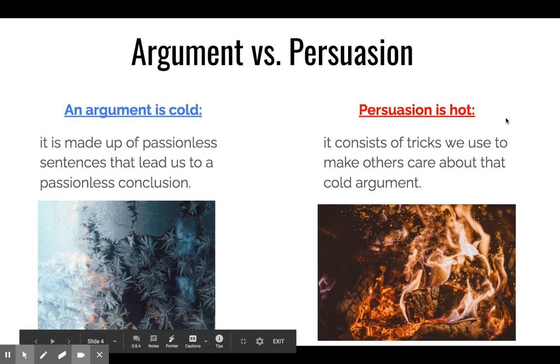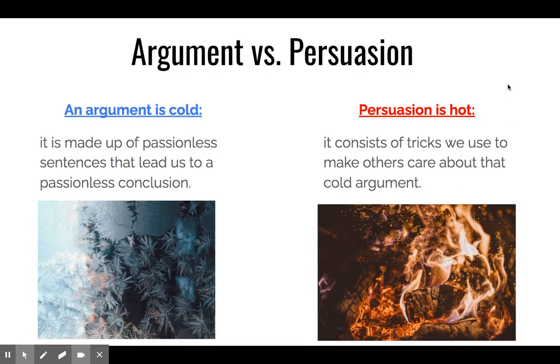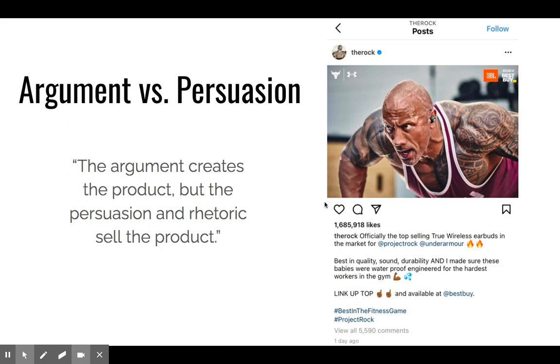And then we also looked at an analogy of hot and cold. Argument is cold. It's made up of passionless sentences that lead to a passionless conclusion. But when you use persuasion, you're using techniques and tricks and tools to make other people care about that cold argument. An example of that is marketing and advertising: the argument just simply shows that there is a product, but persuasion is trying to get other people to buy that product.